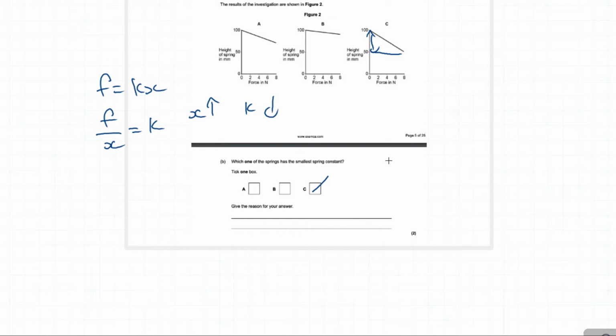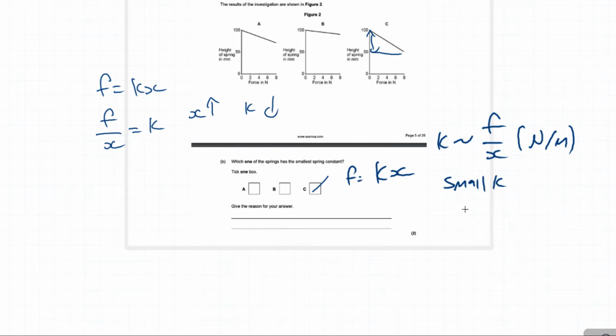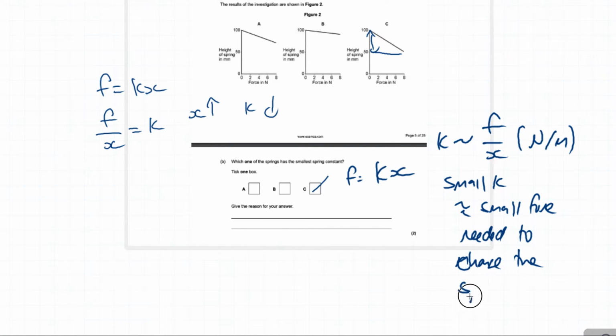How can we see this generally from the definition? Well, we know that F equals kx. So that means k is the equivalent of force over extension. You can tell this by its units, newtons per meter. So a small k means that only a small force is needed to change the spring.